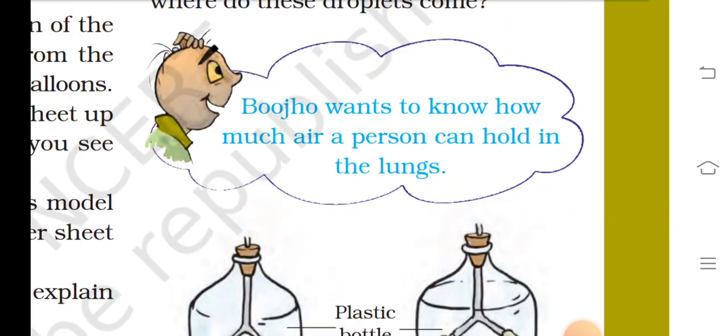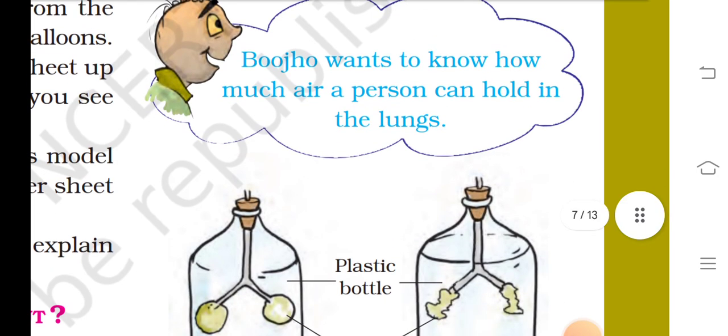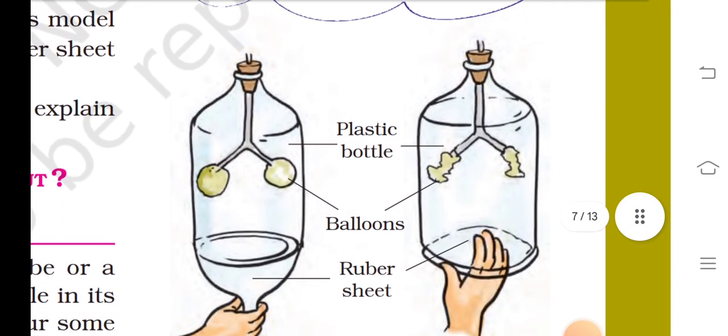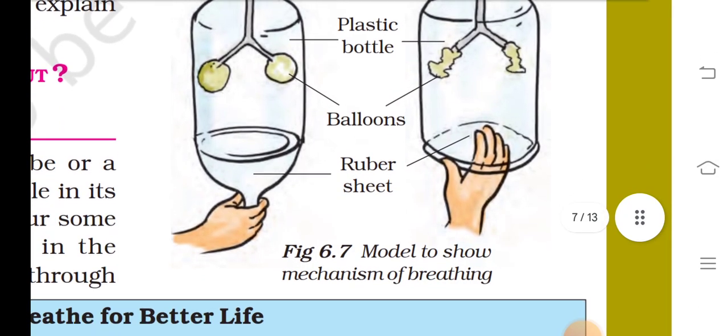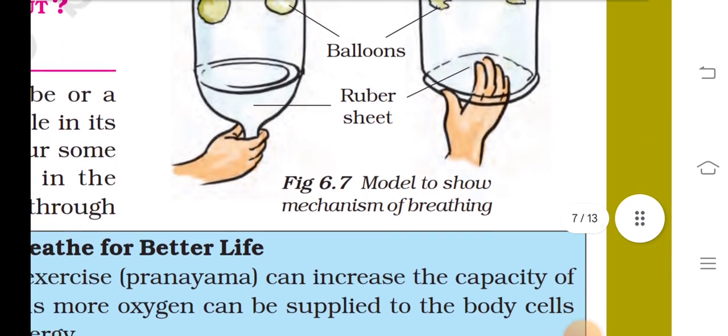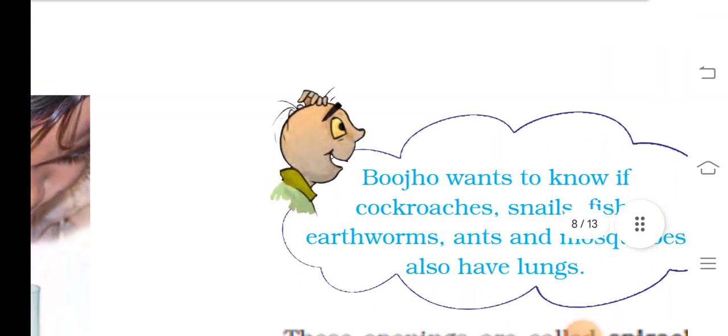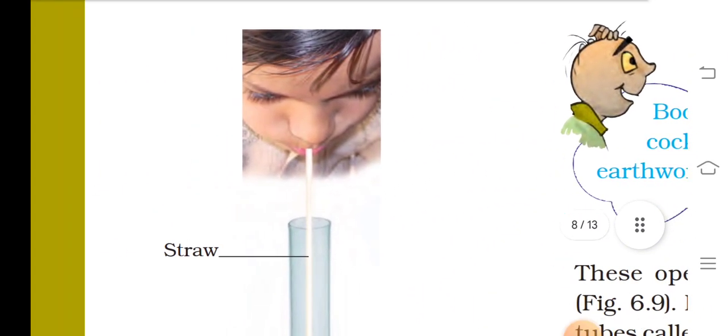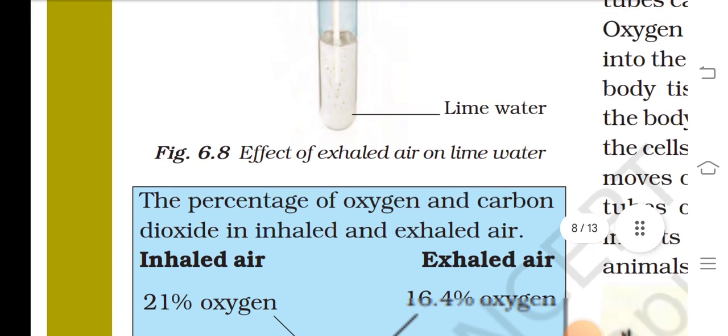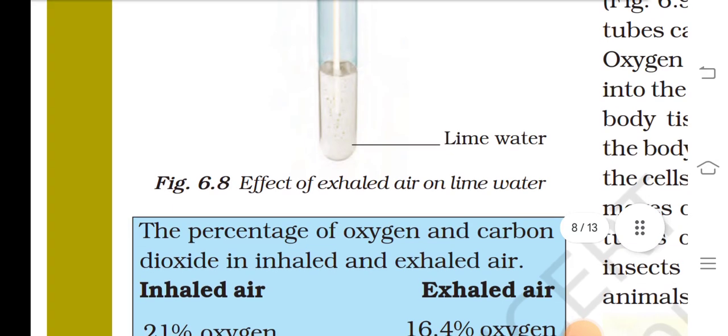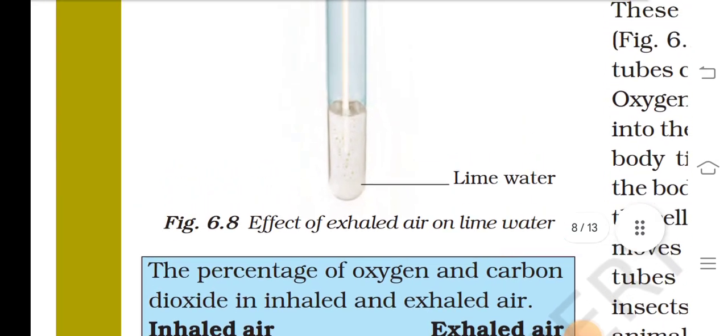Bojo wants to know how much air a person can hold in the lungs. Plastic bottles, balloons, rubber sheet: a model to show the mechanism of breathing. Straw, lime water: the effect of exhaled air on lime water.